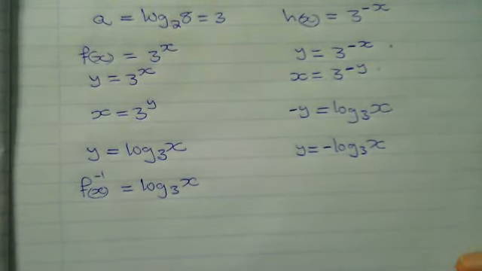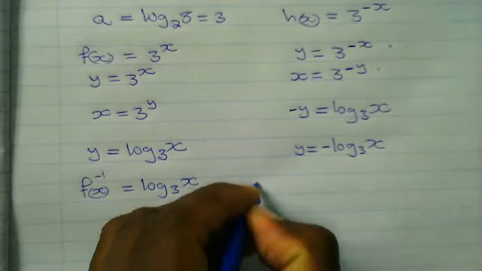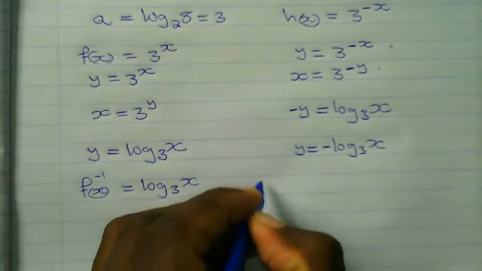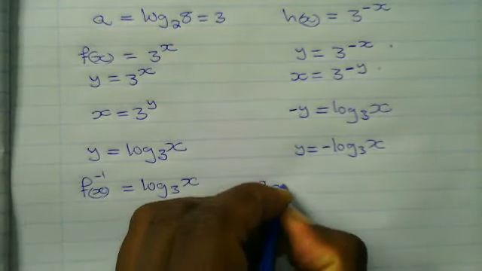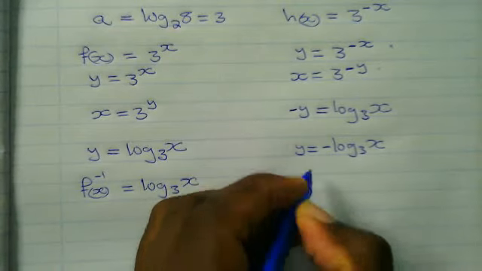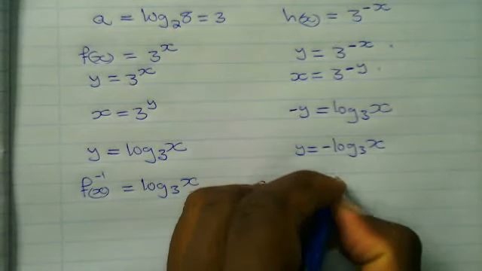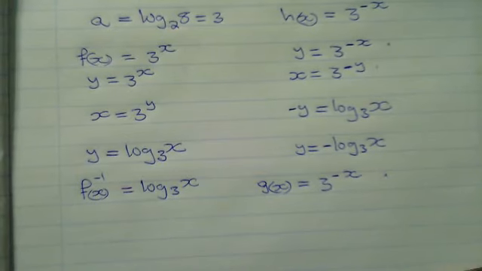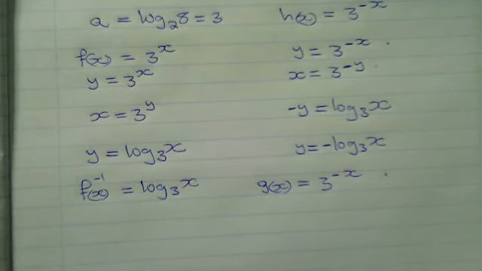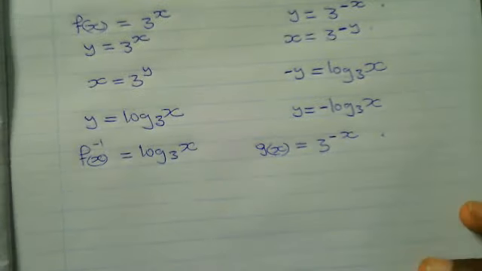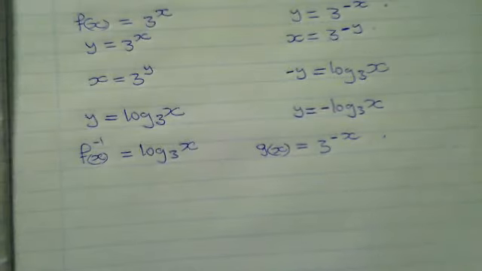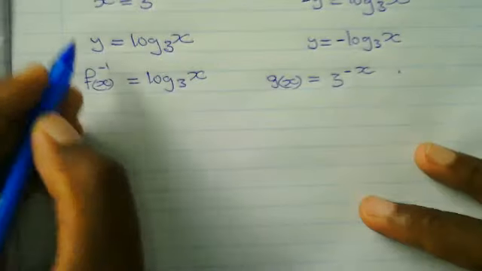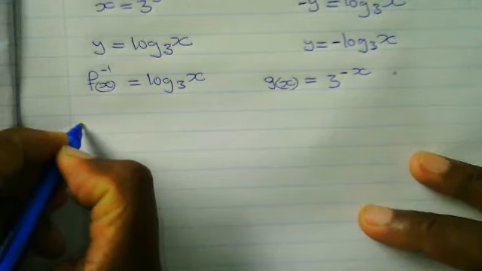And then the third example, or the last example, we have g of x is equal to 3 with a negative x there. Alright, I'm repeating an example. Let's do this one.